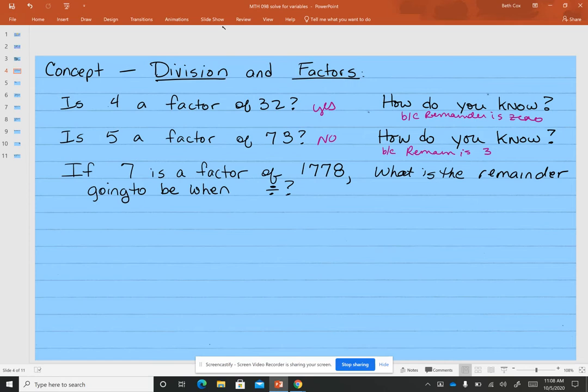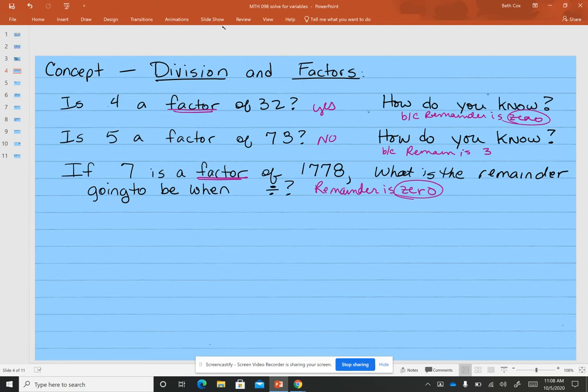Okay, so we know that 7 is a factor. So we automatically know that the remainder is going to be 0, just from the fact that we use this word. So when we have a factor, then the remainder is 0. That's a crucial point for you to understand.